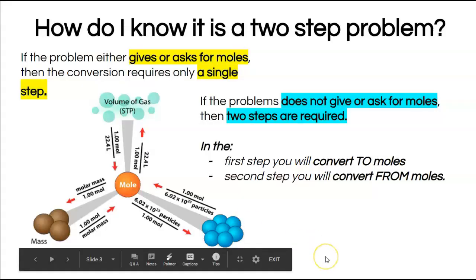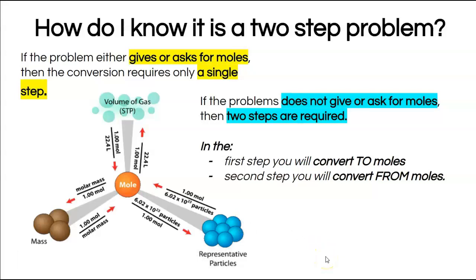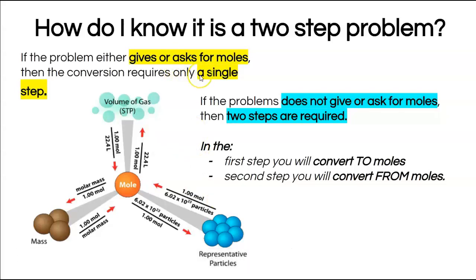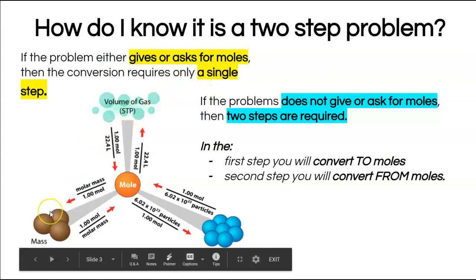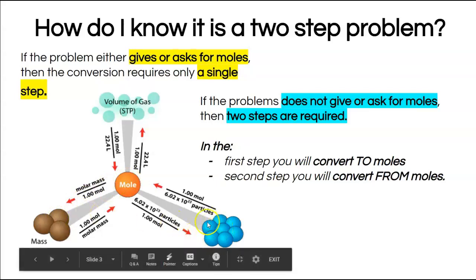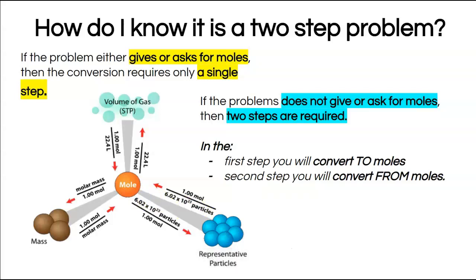So how do we know that it's a two-step problem? It's really simple. You have to ask yourself, if the problem either gives you moles or asks for moles, then you're going to simply do a single step. So if I give you grams and ask for moles, it's a single step from mass to the mole or from the mole to the mass. Likewise, if it was molecules, I would follow the same logic. If I had molecules and wanted to go to the mole, it's one step, or from the mole to the molecule is a single step. So if the problem gives or asks for moles, one step only.